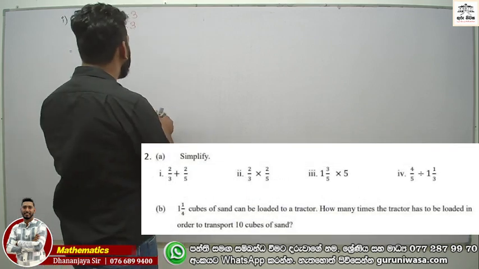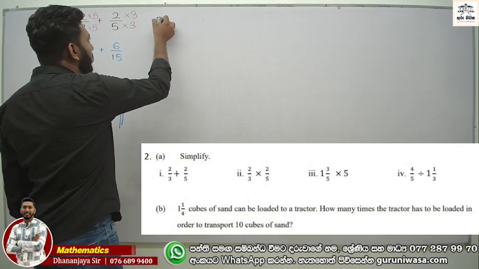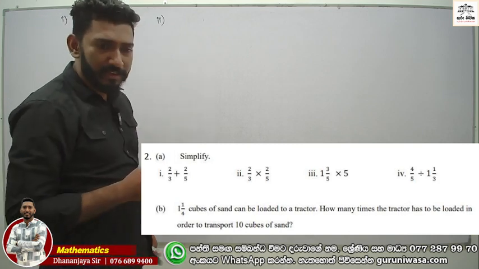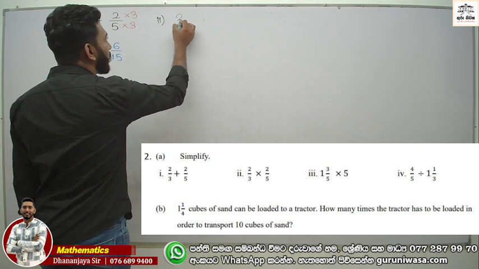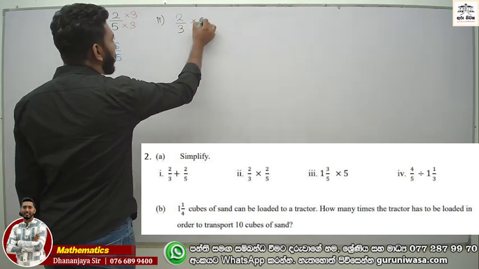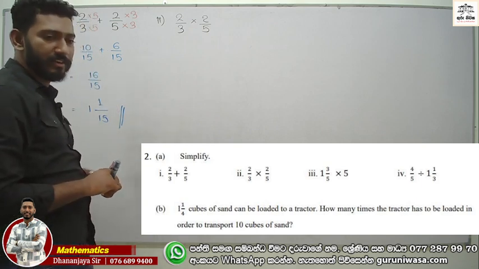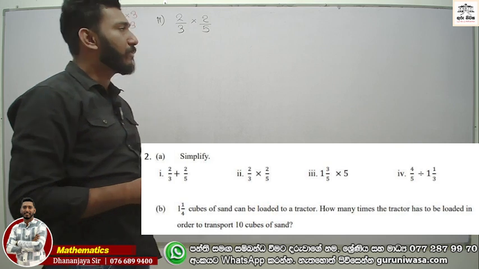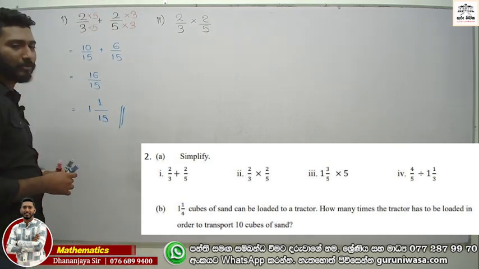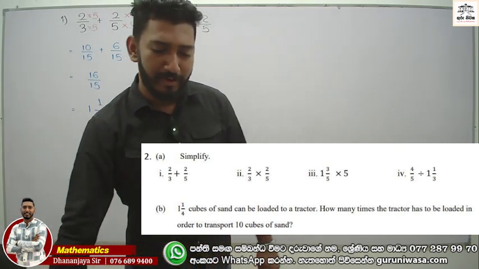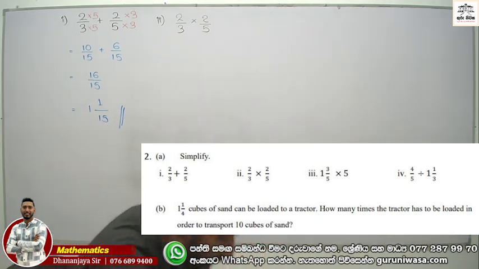Now look at the second fraction. Let's look at the second one also. That one is relevant to multiplication. 2/3 and 2/5. Right. Now everyone, let's find the answer nicely. Write down the first one. Second one, find the answer for the second one.